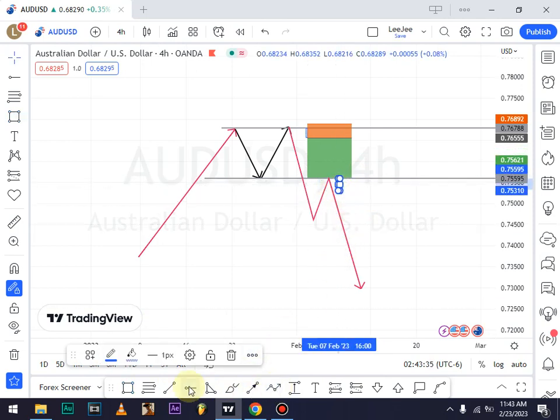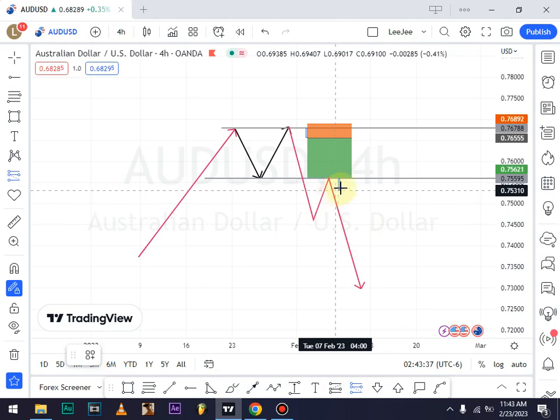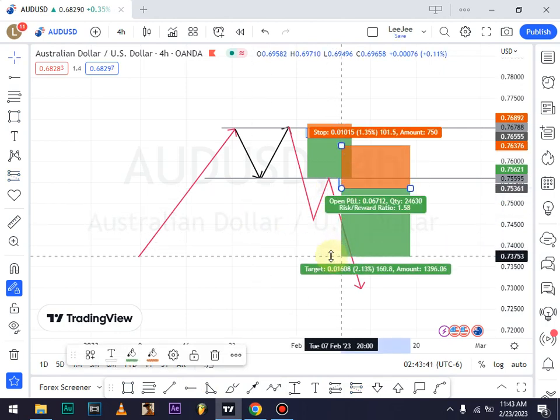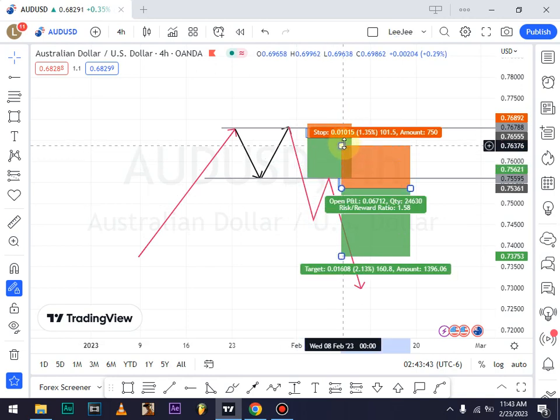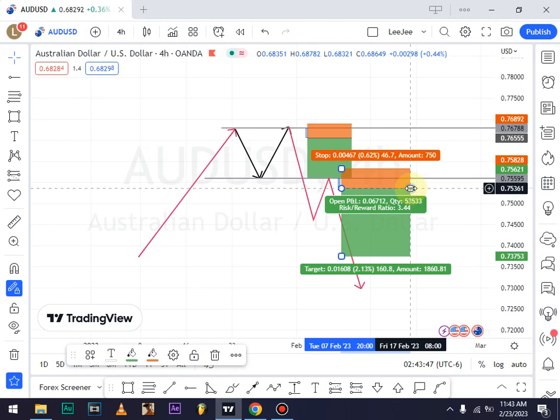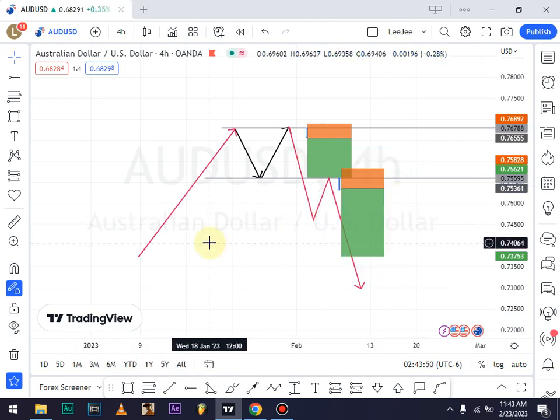Then I take my second entry, confirming that the double top pattern has been formed and now the bears are in control. That's how I take my entries, guys. Okay, quite simple, guys.